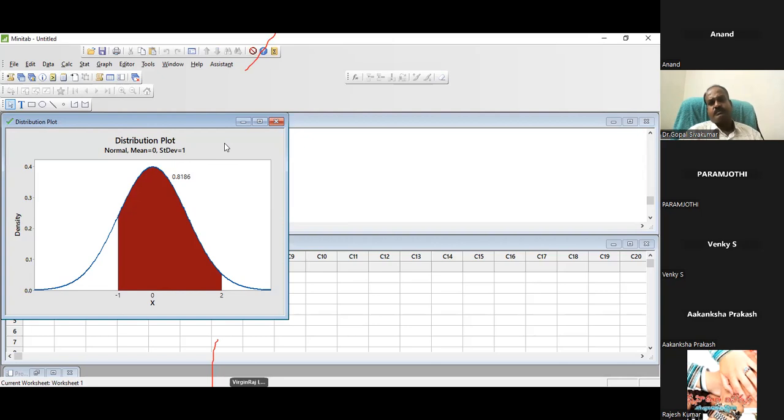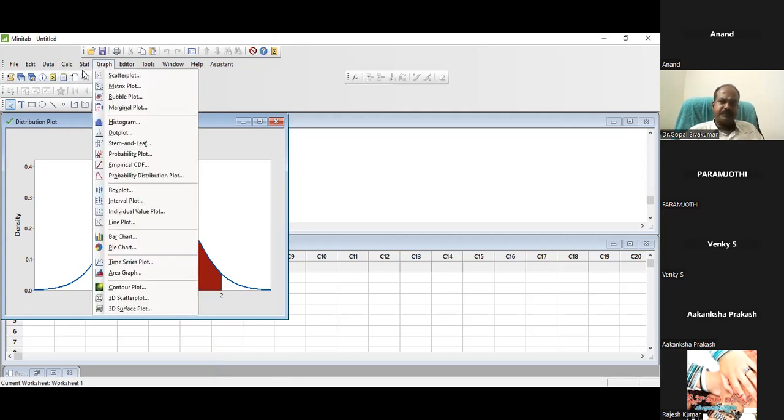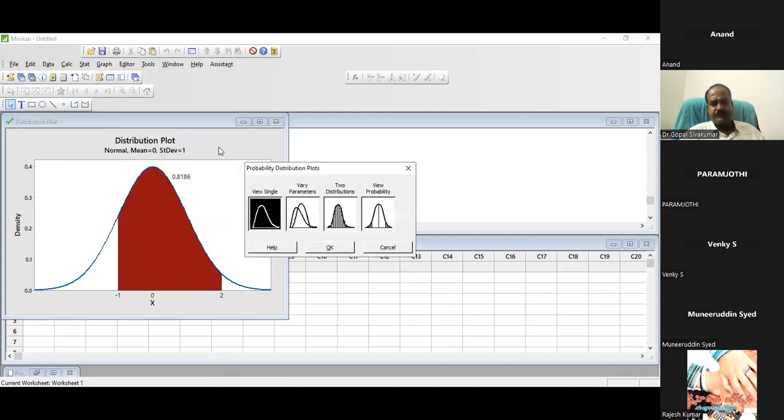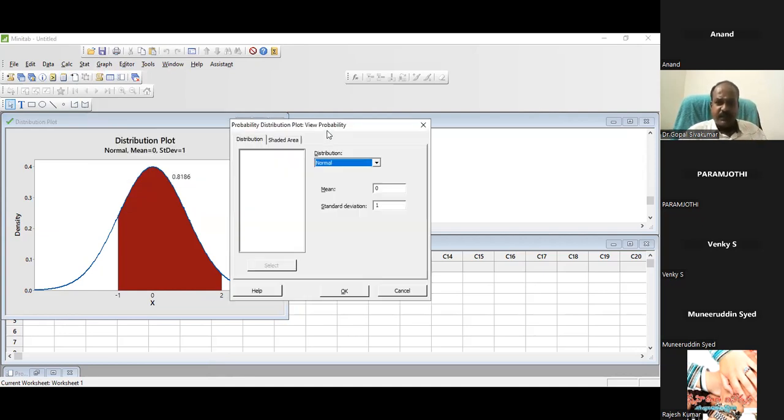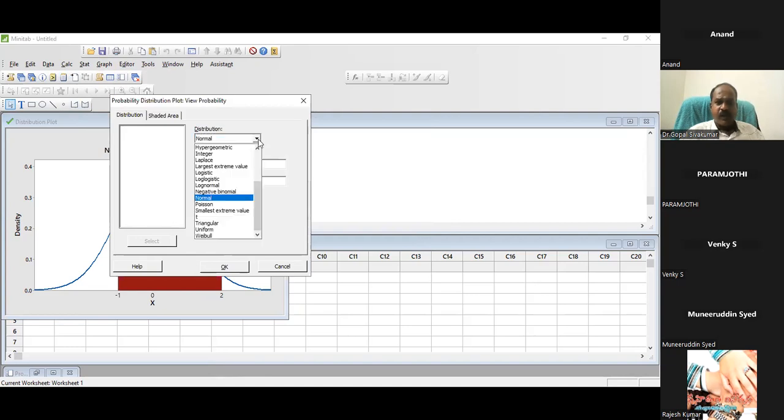So is it easy to use Minitab? Yes or no? So let us do it again. Can you tell me which button I should press now? Go to Graph, then Probability Distribution Plot, then View Probability, and then OK. Here, which distribution should I choose first of all? Many distributions are there. Normal. Then the mean is equal to 0, the standard deviation is 1. I have to type mean equal to 0 and standard deviation equal to 1.